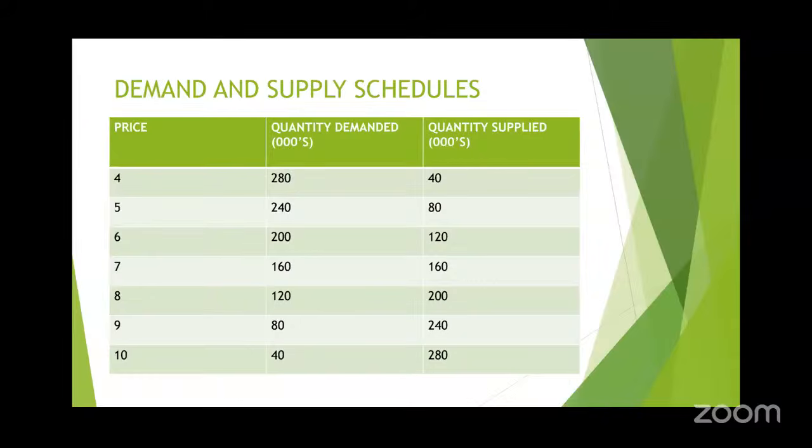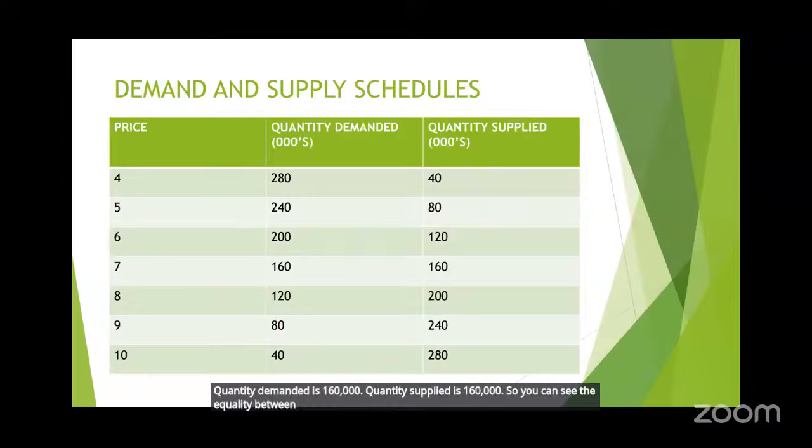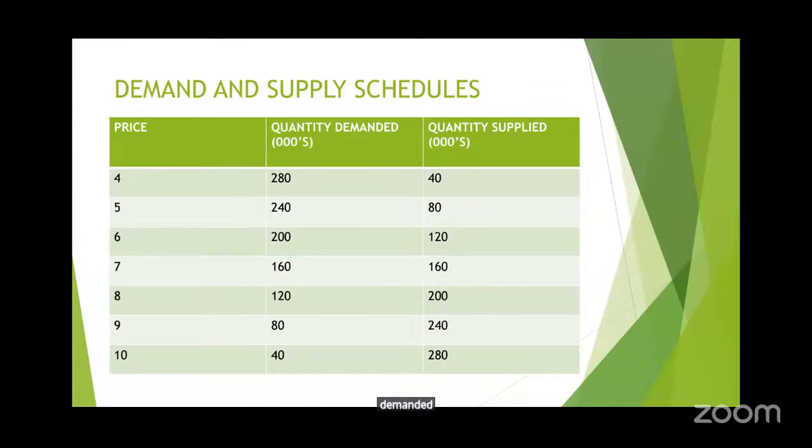7, that is true. The equilibrium price is 7. At that equilibrium price, you can see that quantity demanded is 160,000 and quantity supplied is 160,000. So you can see the equality between quantity demanded and quantity supplied.